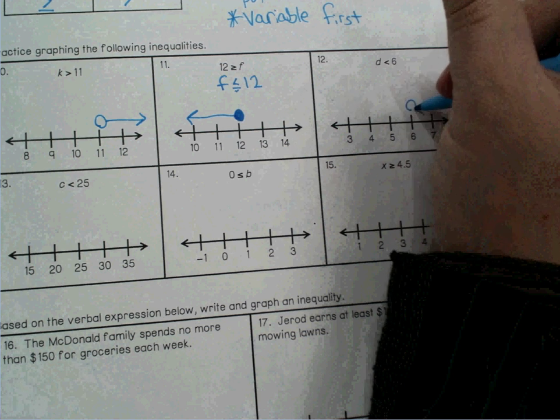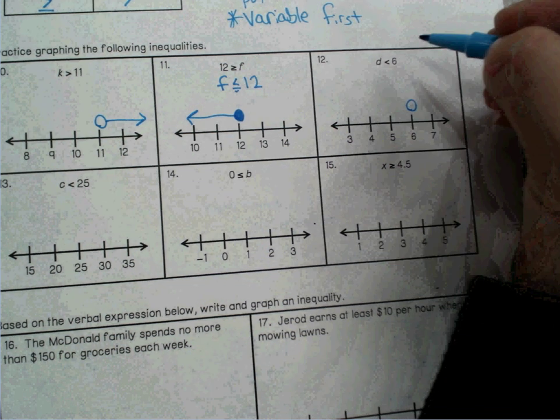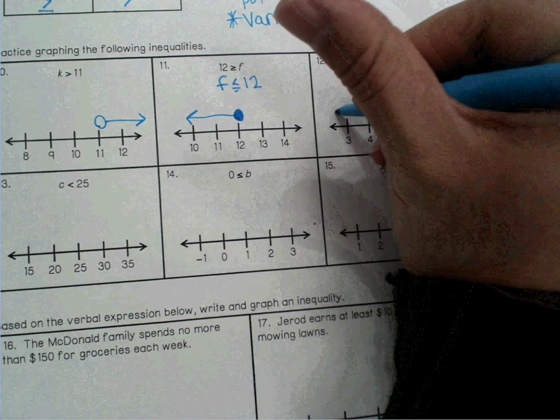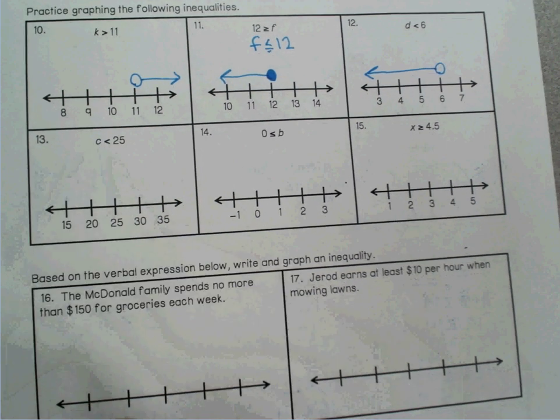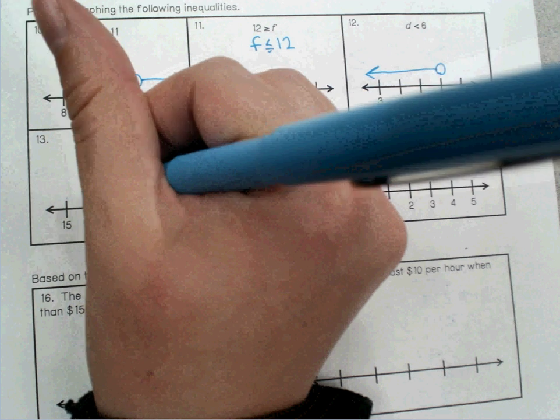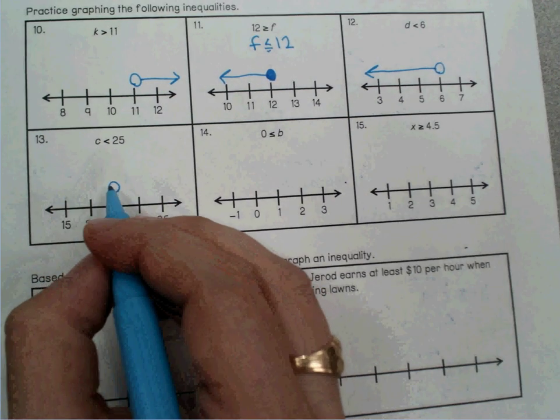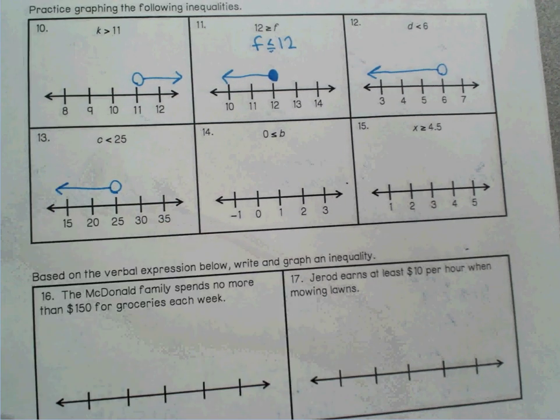Same with this one, starts at 6, whatever number they give you. And then d is less than 6, so less than to the left. Same thing here, c is less than 25. There's no line, so we keep it open. Less than 25.